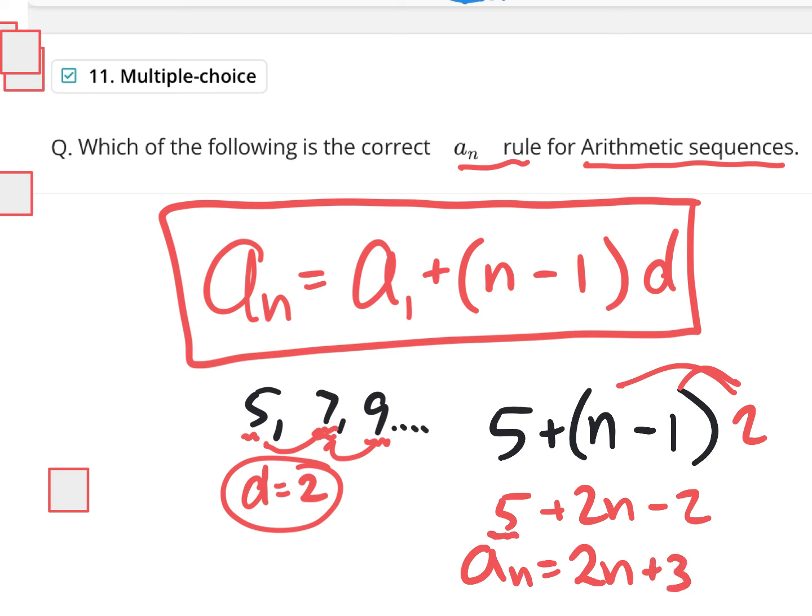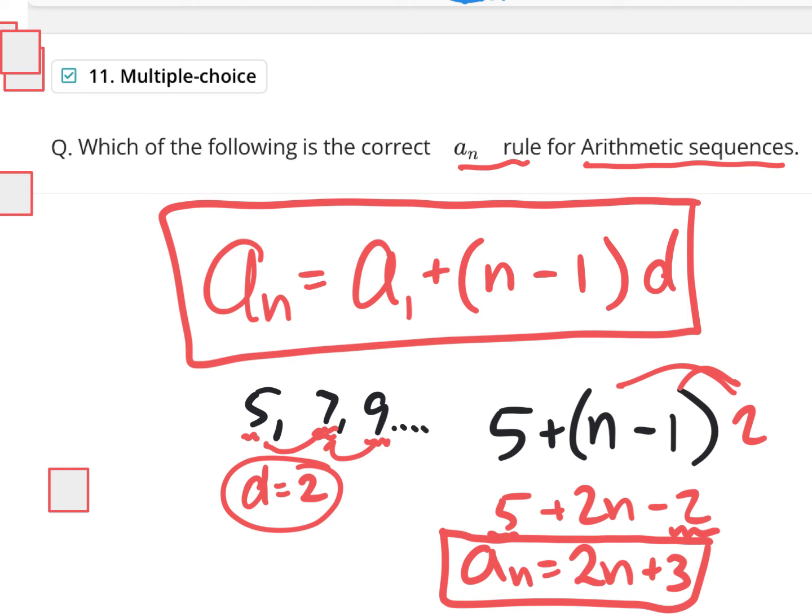When I add 5, when I combine like terms, 5 take away 2 is 3. So this right here, my friends, is the machine that produces this list specifically. I'm going off on a tangent here. All you needed to know for this question is that this is the rule, but I actually did an example.